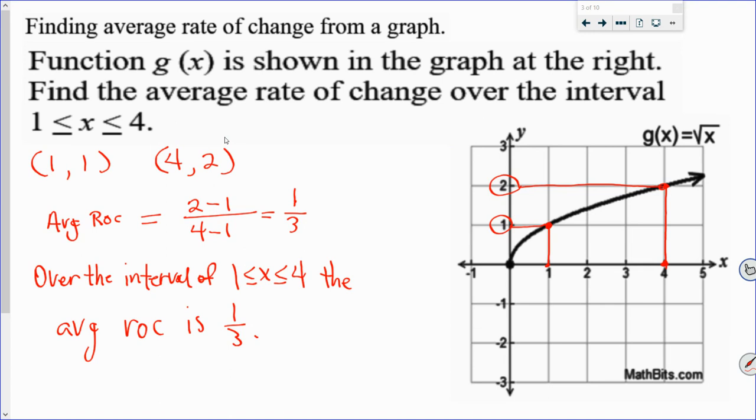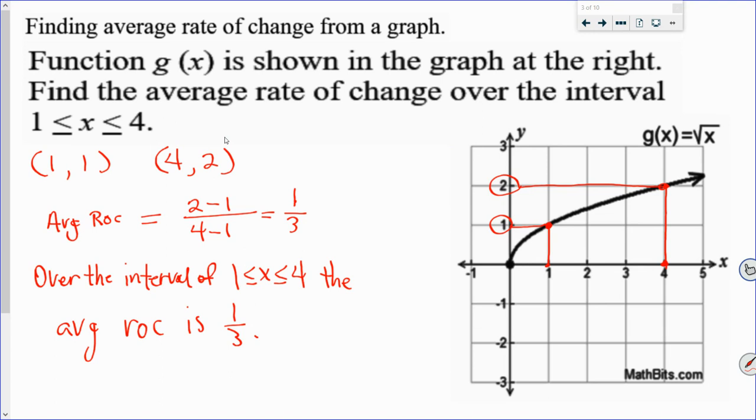So, we look at these problems in several different ways. We've looked at it in tables. We looked at it in graphs. Let's look at it in a real-world problem, what we typically would call a word problem. That's what we'll look at with our next example.